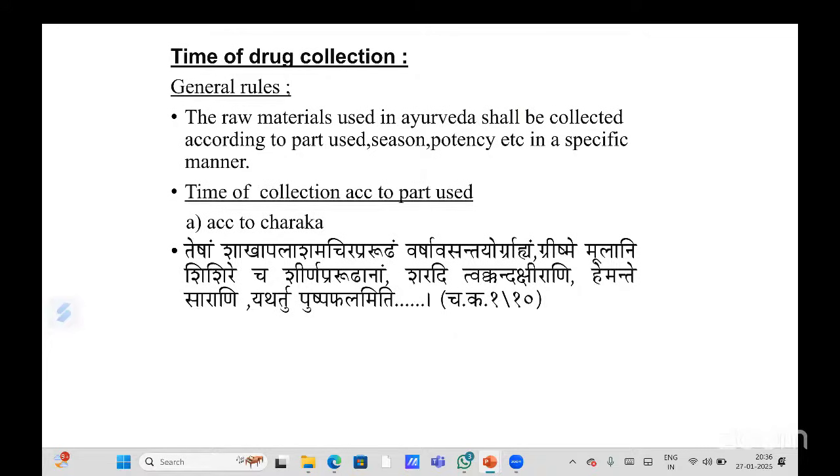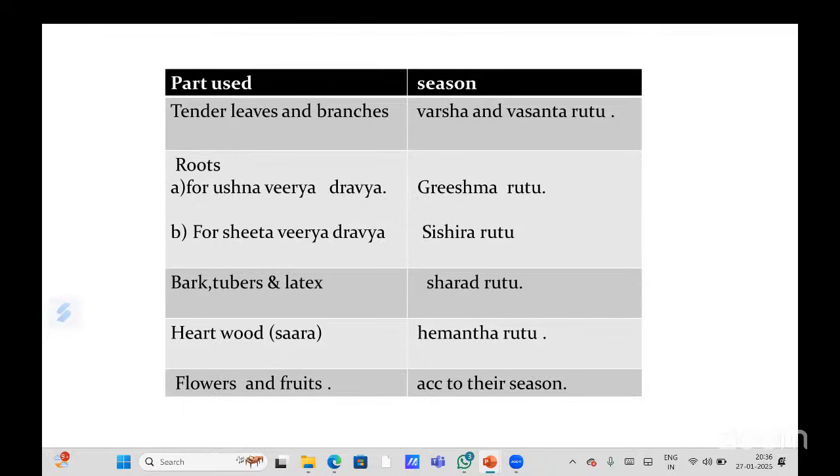According to the different acharyas, there is a specific time period for the collection of drugs. Patra and Shaka are collected in Varsha and Vasanta, and roots likewise. If it is Ushnavirya, it should be collected in Grishma Rutu. For Shitavirya, Shishira Rutu. In the similar way, bark, tubers and latex in Sharada Rutu. For Sara or Hartud, you have to collect in Hemanta Rutu. And Phala and Pushpa according to the season, as per Charakacharya.